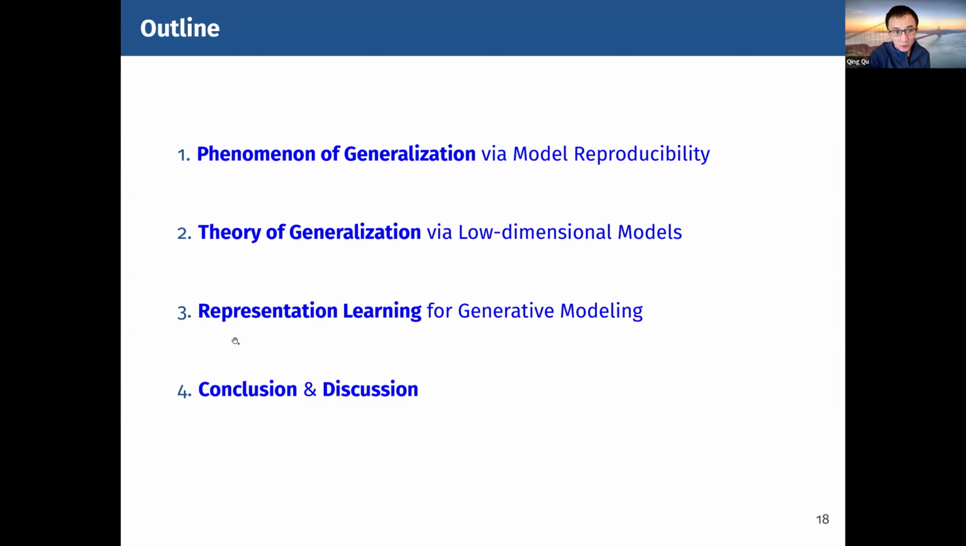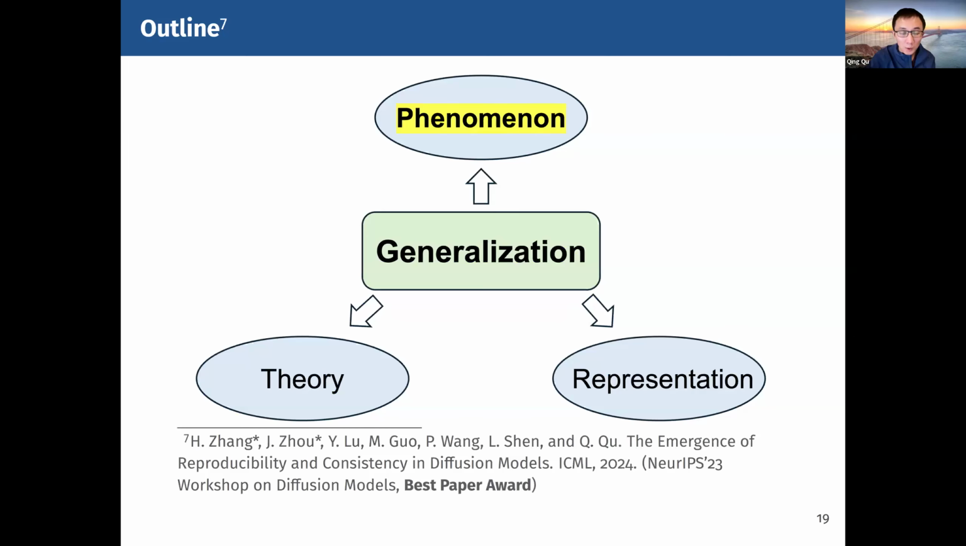And finally, if I have extra time, I'll discuss the relationship between generative modeling and representation learning. Actually, they are two sides of the same coin under diffusion models. Finally, we'll conclude. First, I want to better motivate this problem through a phenomenon which I call reproducibility.